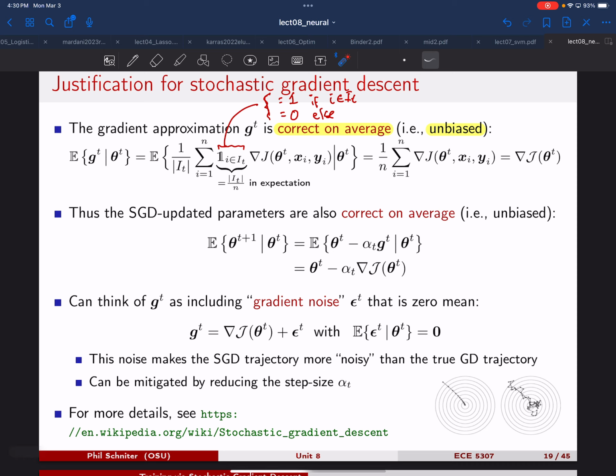Okay, so another way of thinking about all this is you could say the difference between the approximate gradient and the true gradient is really some noise. We can call it epsilon. Think about it as like a gradient noise. And what we've shown above is that gradient noise is 0 on average. 0 mean gradient noise.